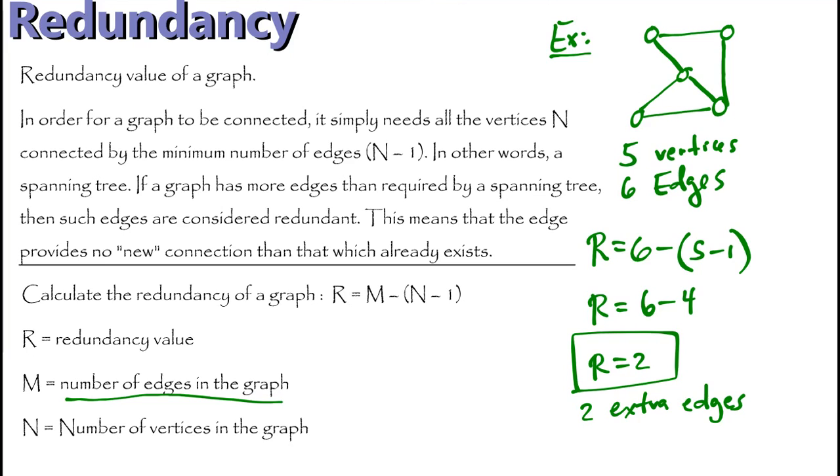If we were to remove 2 of those edges, then we would end up with a graph that looks like this instead. And we say everything is still connected. We just don't have those extra edges to fall back on if one of the edges in my tree should happen to fail. So another way to think of this number is how many edges do you need to remove to turn the graph into a tree?